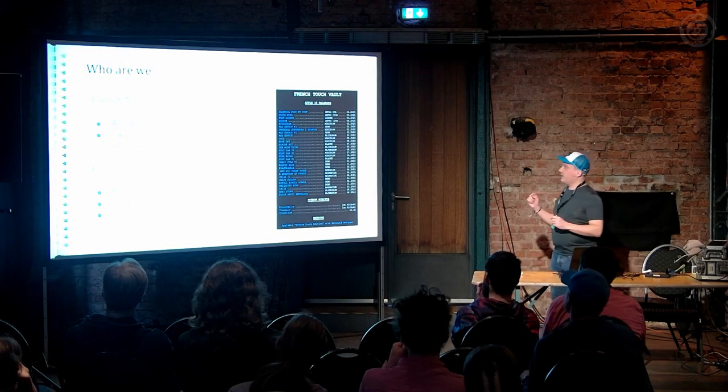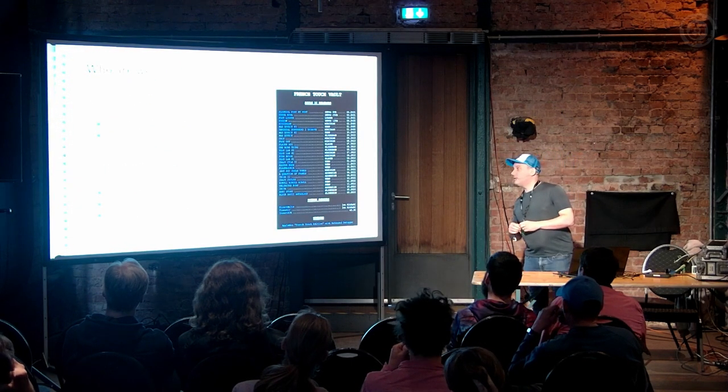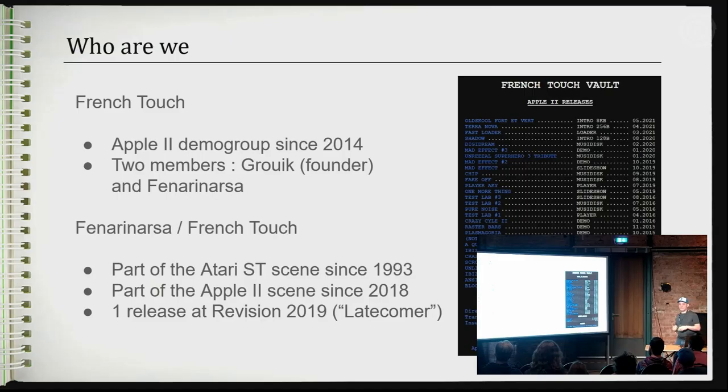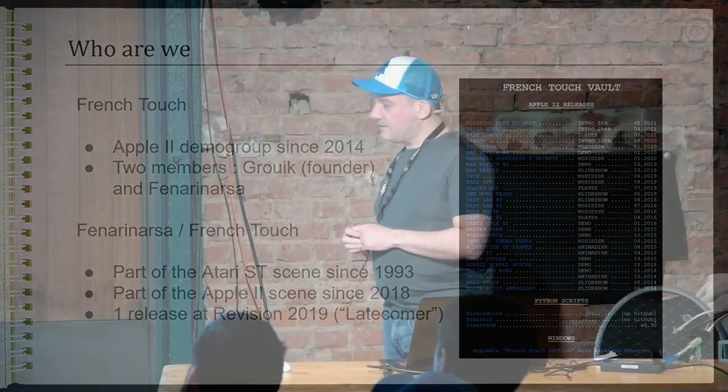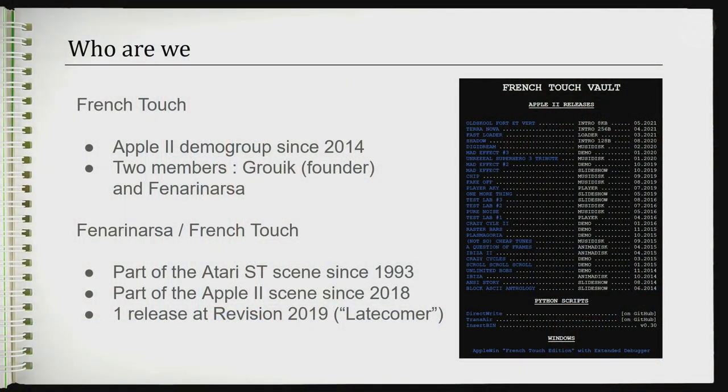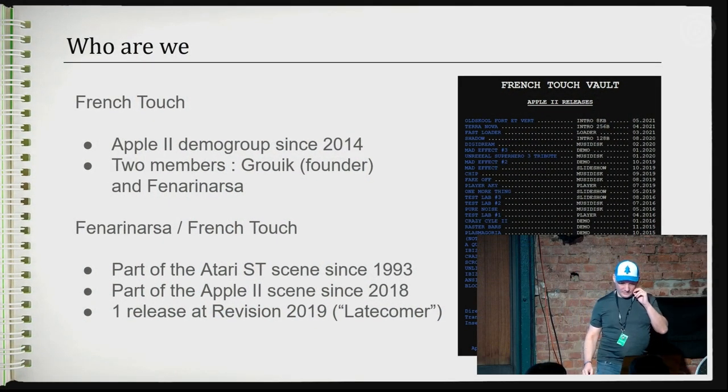So first, who am I? I'm part of the French Touch demo group. It has existed since 2014, so we're going to have our 10-year anniversary this year. And the founder is Greek. I am Fenarinarsa, or Cyril Lombin, if some people know me, and I'm mainly part of the Atari ST scene. But I started to program on the Apple II because it was the computer I had when I was a kid. I did my first release at Revision 5 years ago. It was an Apple II release.